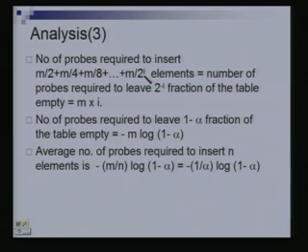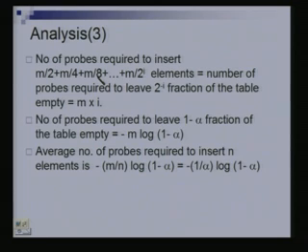After I have inserted all of these elements, how many locations are empty in the table? After I inserted m by 2 elements, what fraction of the table was empty? Half. After I inserted m by 2 plus m by 4, how much was empty? 1 by 4. So it's really this last number here. After I inserted this much, 1 by 8 was empty. So after inserting all of this, 1 by 2 to the I, which is a 2 to the minus I fraction, was empty. And the total number of probes required to insert these elements is m times I.